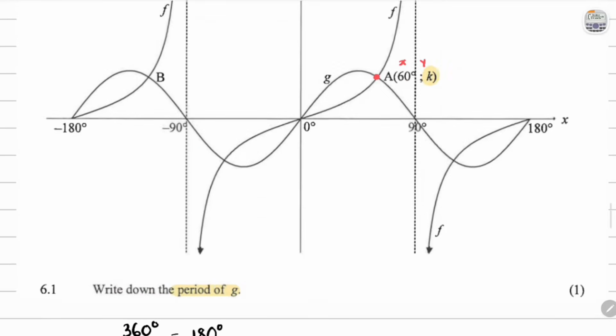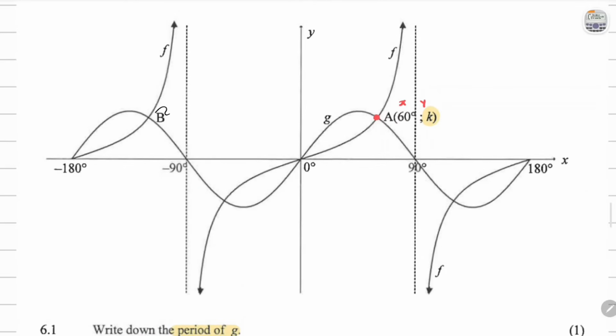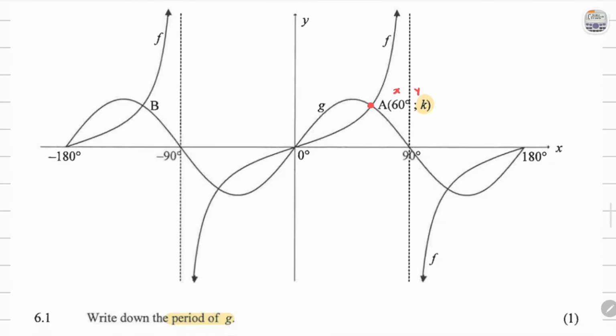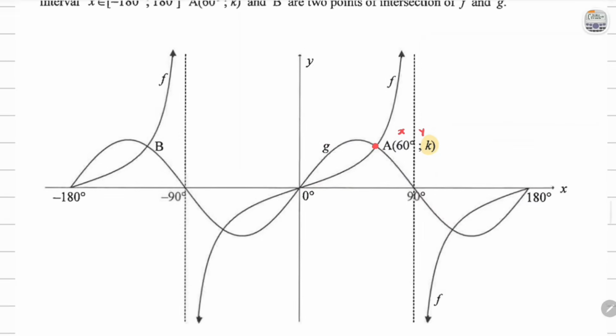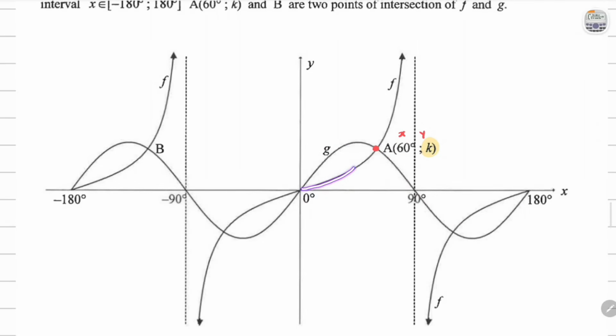Question 6.2.2 says, calculate the coordinates of B. Okay, so let's look at what B looks like. B is over here. Now, there's something interesting going on here. Just look at within one cycle of the graph of g and the graph of f. Remember that the graph of f is the tan graph. So this is one single cycle because the tan graph completes a cycle in 180 degrees. But this is also one single cycle in the sine graph because the period has been altered and now it's completing a cycle in 180 degrees as well.